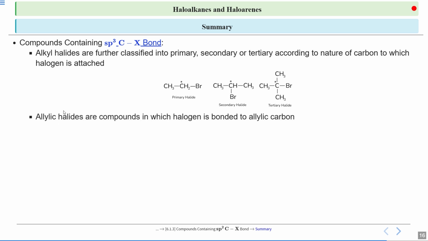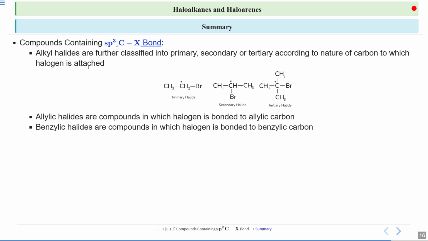Then we talked about allylic halides, which are the compounds in which halogen is bonded to an allylic carbon. Allylic carbon means the carbon which is sp3 hybridized but it is attaching with an sp2 hybridized carbon. Then we talked about benzylic halides, which are the compounds in which the halogen is bonded to a benzylic carbon, the carbon which is sp3 hybridized and that carbon is directly bonded to a benzene ring. Then we are calling them as benzylic halide, right?